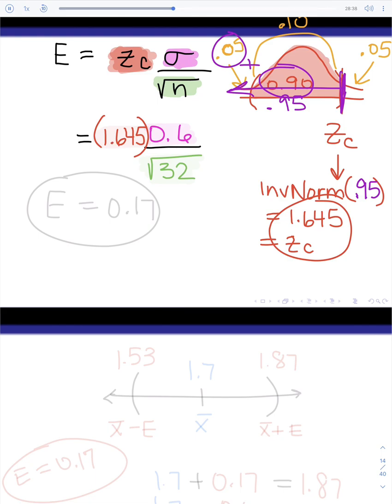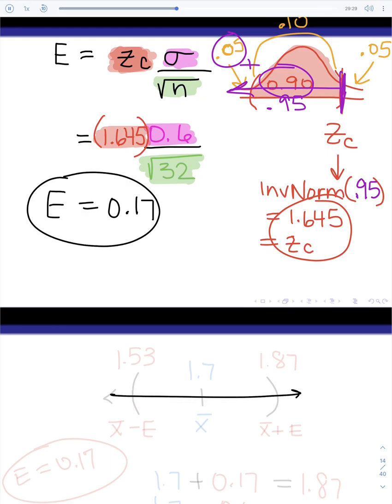So let's make sure we do this properly according to order of operations when plugging this into our calculator. I would start off by taking my 0.6 and multiplying by the 1.645. Figure out what that value is, hit enter, then divide by the square root of 32. Try to avoid rounding at any point because that will throw your answers off. Once you have that out of your calculator, you should be getting 0.17. So that gave us an error of 0.17.